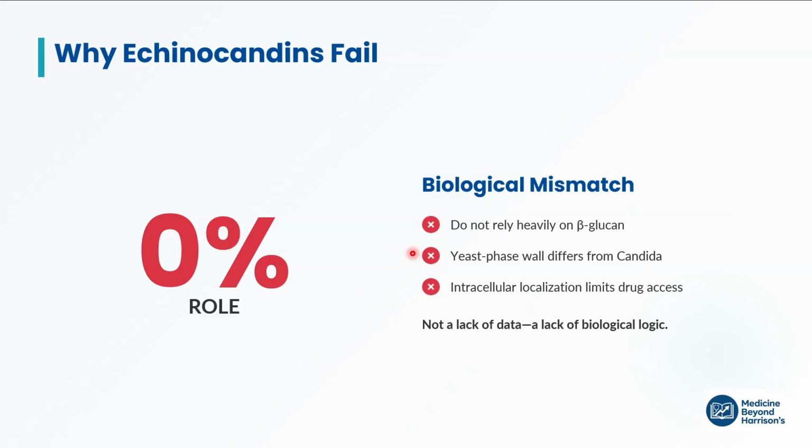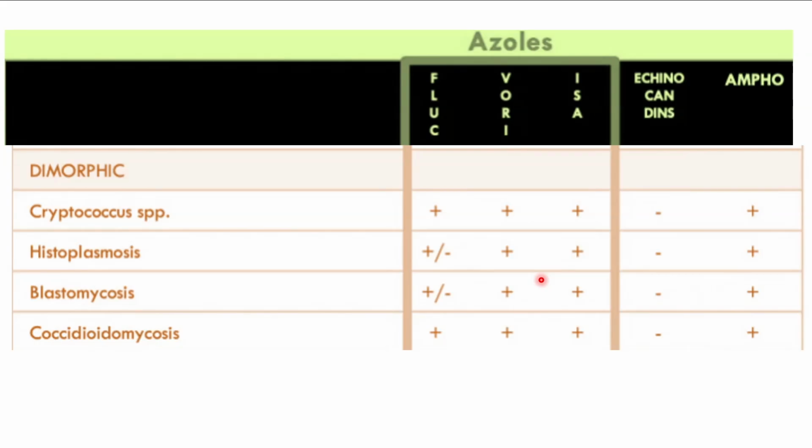Intracellular localization limits the drug access also. So thus echinocandins completely fail. It is because of a biological logic rather than lack of data that echinocandins are not used for dimorphic fungi. So this is the basic overview.